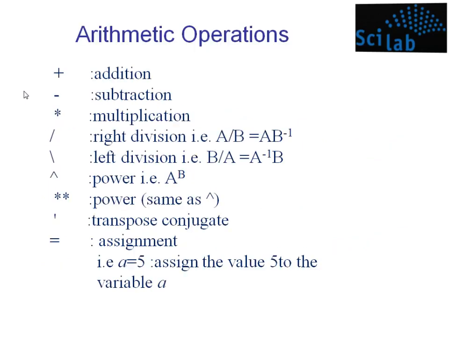So these are the arithmetic operations. The plus sign is used for addition, minus for subtraction, asterisk for multiplication, slash for right division, backslash for left division, caret symbol for power, double asterisk can also be used for a power operation, single right quote for conjugate transpose, and equal sign for assignment, that is assigning some value to a variable.